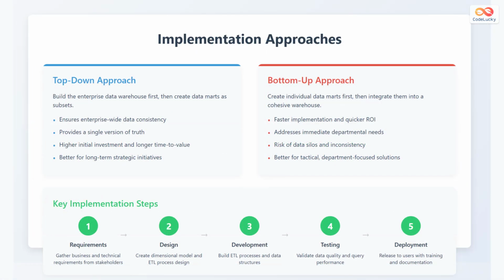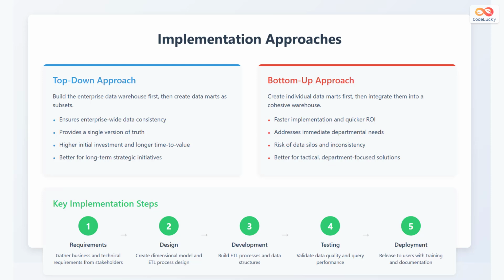There are two primary approaches to implementing data marts: top-down and bottom-up. In the top-down approach, you build the enterprise data warehouse first, then create data marts as subsets. This ensures enterprise-wide data consistency, provides a single version of the truth, requires a higher initial investment, longer time to value, and is better for long-term strategic initiatives.